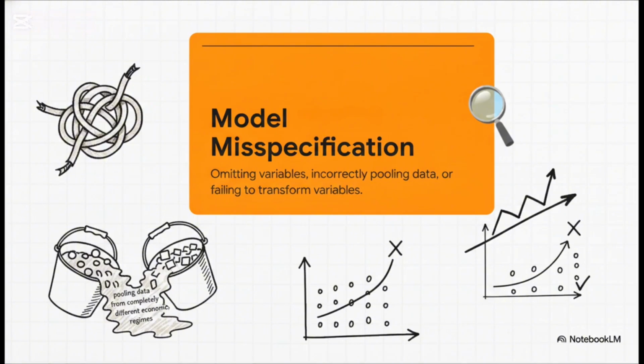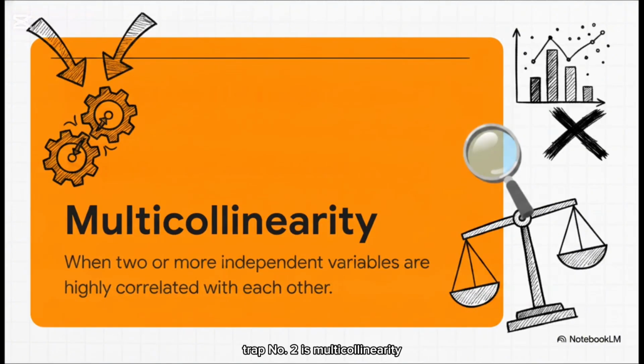Fundamentally flawed. Trap number 2 is multicollinearity. This happens when 2 or more of your independent variables are highly correlated with each other. Why is this fatal? Because highly correlated inputs create a totally false sense of confidence. They inflate your standard errors and render your slope estimates wildly imprecise and completely unreliable. You basically have 2 variables fighting to explain the exact same variance.